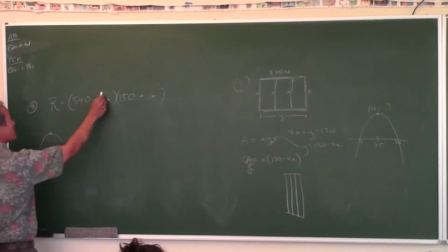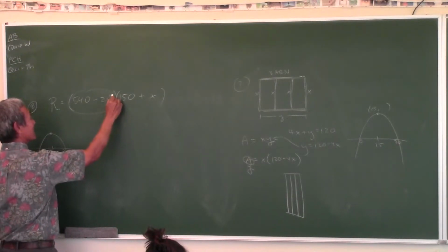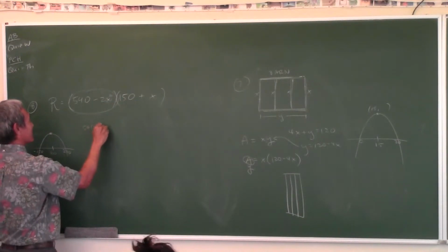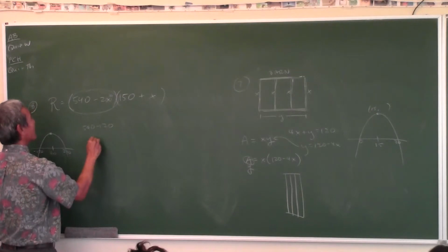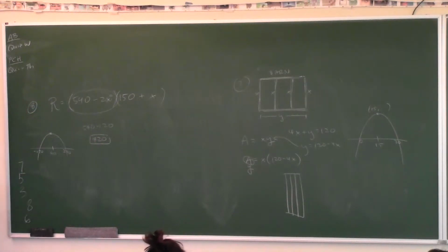Well, doesn't this represent the ticket price right there? So if x is 60, what's 540 minus 120? 420. So at $420, you're going to bring in the maximum amount of money.